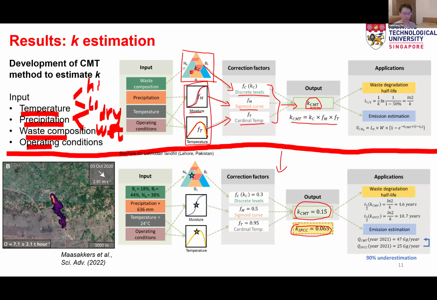These two K values are specific for this landfill in, not Bangladesh, Pakistan. This landfill was chosen because it has been scanned carefully by satellite images reported in this Science Advances paper. In this paper, they say that the methane emission from this landfill, which I believe is a dump site in Lahore, Pakistan, is twice as much as estimated by IPCC. All right, so 2 times higher than IPCC.